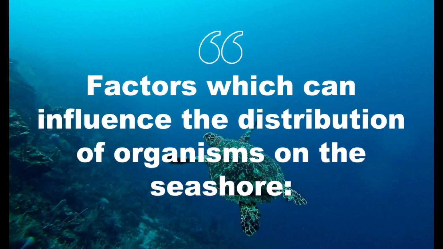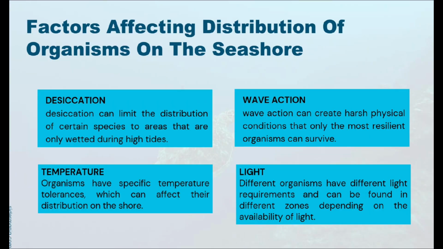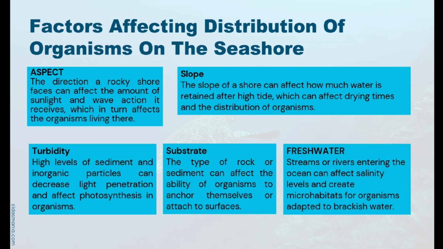We have 9 factors that are responsible for the distribution of organisms on the seashore. We have desiccation, wave action, temperature, light, aspect, slope, turbidity, substrate, and freshwater.